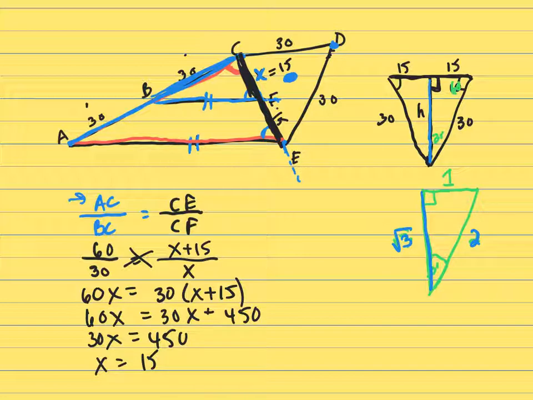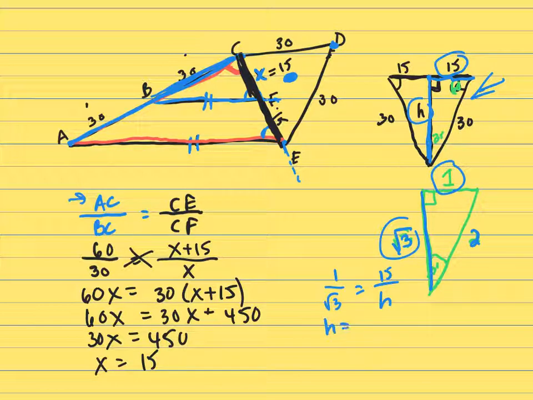So I could say 1 is to the square root of 3 as 15 is to h. 1 is to the square root 3. That's my proportion, my relationship of my angles. And then I pull those same sides from the triangle I'm working on. Solve this for h. h equals 15 square root 3.